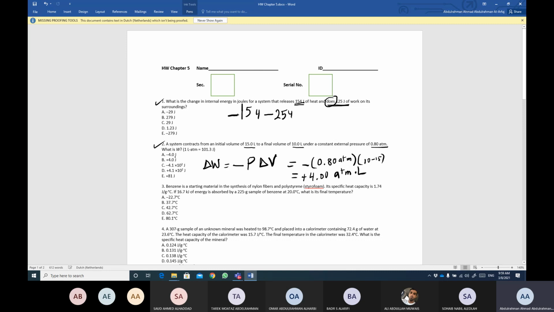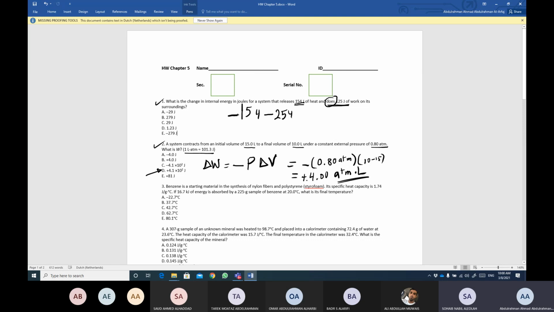And there is nothing here which is atmosphere liter. They're all joule. What should you do to get rid of atmosphere liter? You have to change atmosphere liter into joule, multiplying by 101. And so what will be the final answer? Multiply 4 times 101. Yes, it must be D. Is this clear?